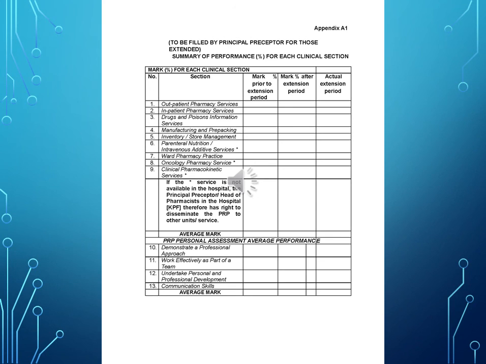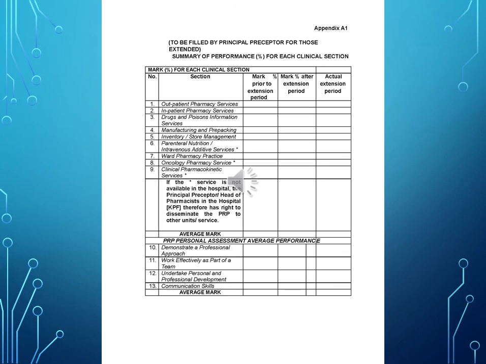Summary of performance: % for each clinical section mark. No. Section mark % prior to extension period, mark % after extension period, actual extension period. 1. Outpatient pharmacy services. 2. Inpatient pharmacy services. 3. Drugs and poisons information services. 4. Manufacturing and pre-packing. 5. Inventory/store management. 6. Parenteral nutrition/intravenous additive services*.